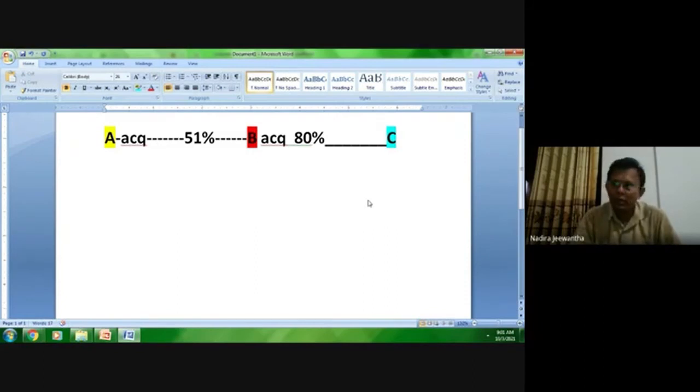Now see the next one. B is holding 80% of C's shares.